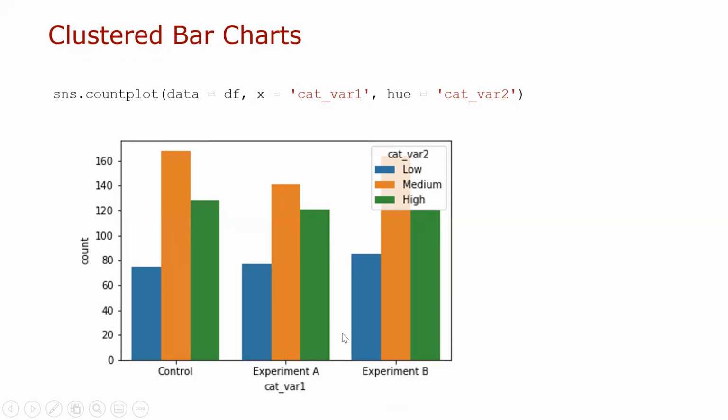The high is what? This one has a higher high than control and experiment B. Okay. What about the medium? The medium is, the high is the same one.